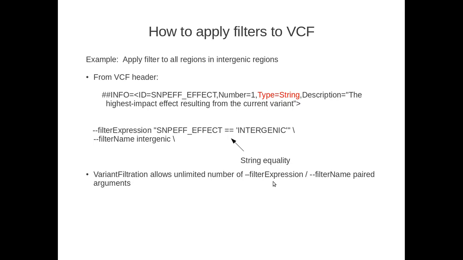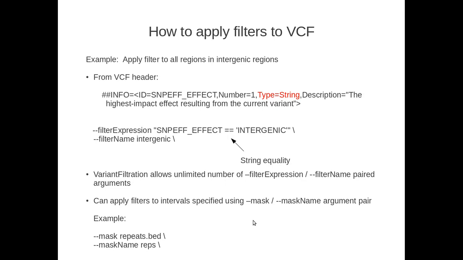So I think I mentioned already that variant filtration, that's the program in GATK that applies these filters. You can apply these pairs of arguments as many times as you want in a single command line. I also wanted to mention that there are other cool functionalities here where you can input a set of intervals. We haven't talked about bed format yet. We should be doing that probably next week, but this is just a set of intervals, say in the genome, that you want to mask or exclude or filter any SNPs in the interval specified in this repeats bed.